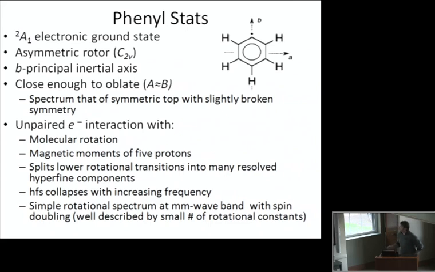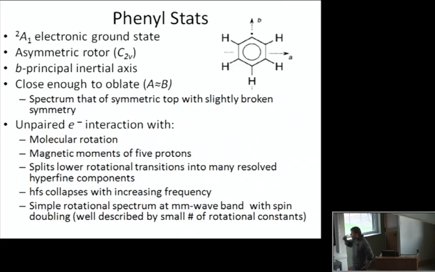Just to give you some stats on phenyl radical, this is the structure shown here, sort of just two-dimensional, low resolution in some case. It's a doublet A1 electronic ground state. This was, of course, determined by the electron spin resonance measurements. It's an asymmetric rotor with C2v symmetry. Its principal axis is the B, and it's close enough to oblate that its A and B rotational constants are of similar value. This results in a spectrum that is that of a symmetric top with slightly broken symmetry. Because there's an unpaired electron, you have the interaction of that unpaired electron with the molecular rotation and the magnetic moments of each of these 5 protons.